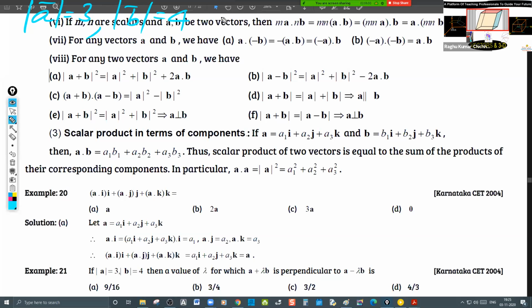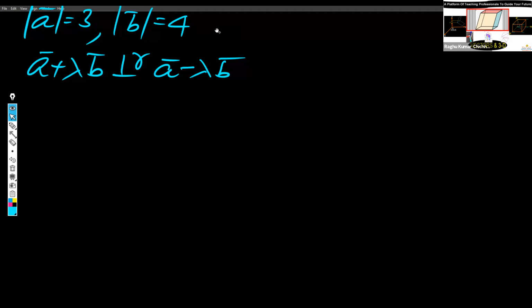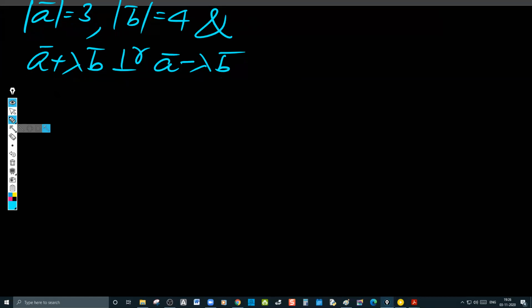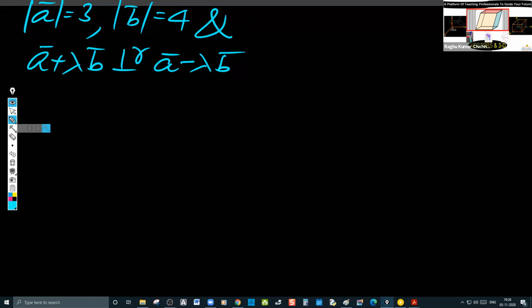So just as I revised it, he has given that A bar plus lambda B bar is perpendicular to A bar minus lambda B bar. Correct? Yes, sir. So what can you understand when they are perpendicular to each other? What is the dot product value, please? Very important. Just now I gave a 5-star or 4-star rating to that concept. That property. 0, sir. 0. That's good.